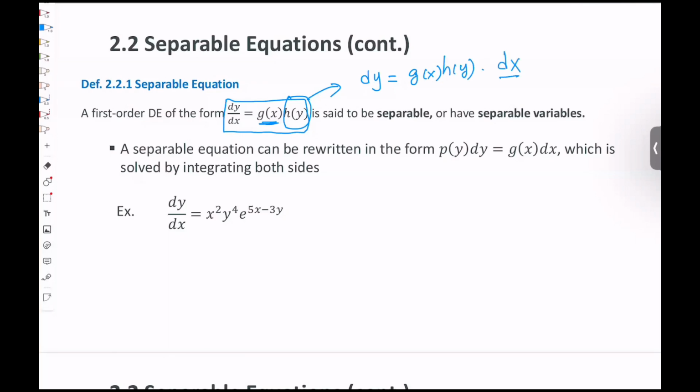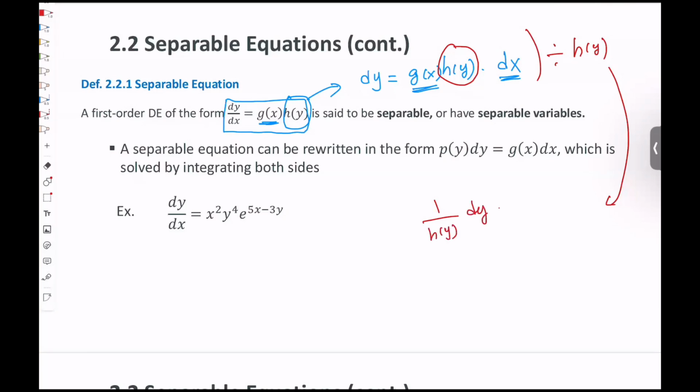Now I have dx on the right hand side with the g of x, but I don't like to have y terms with this x. So what I can do is divide everything by h of y. Then what's going to happen here is 1 over h of y dy equals g of x dx. Now we can take the integral of both sides and find the solution.